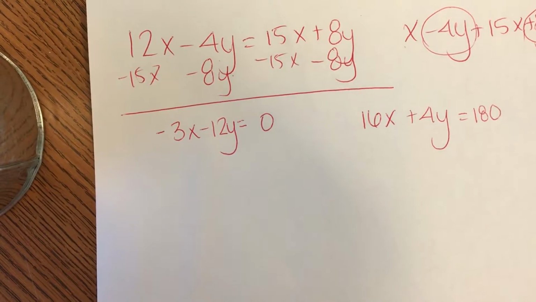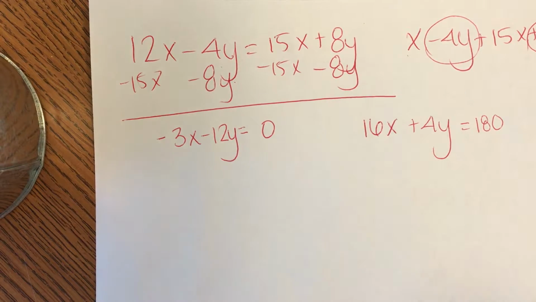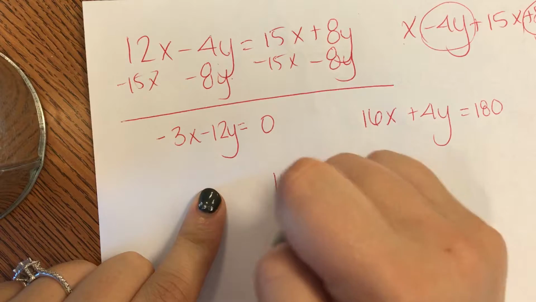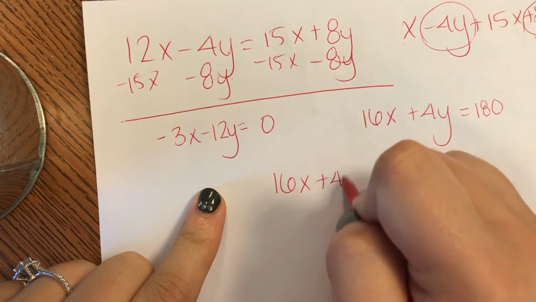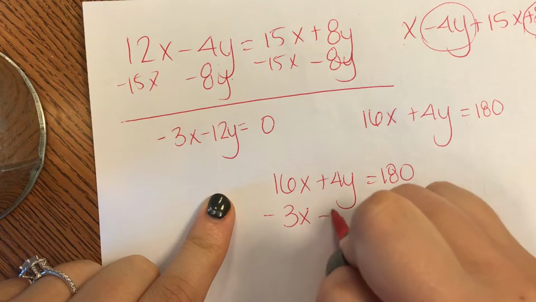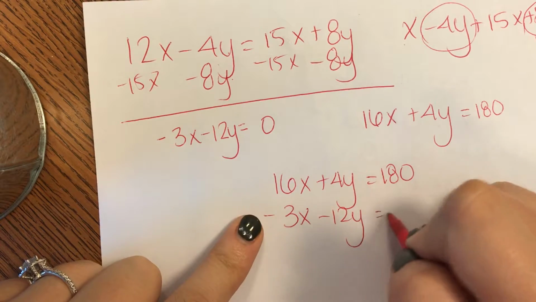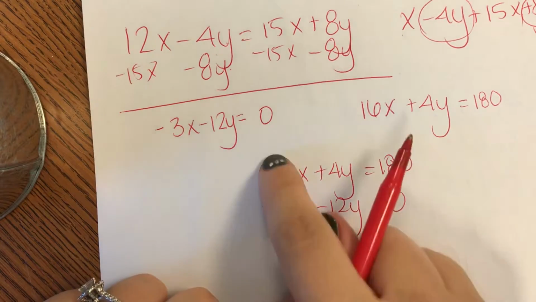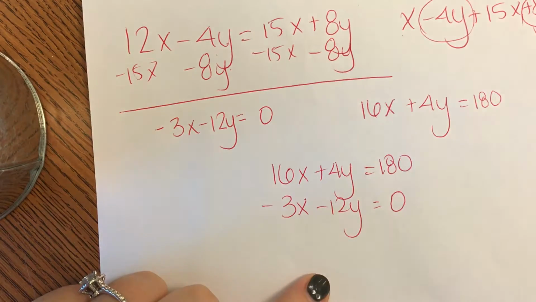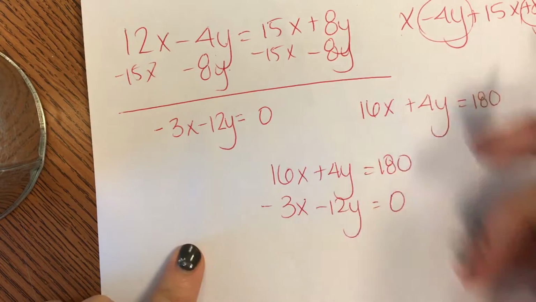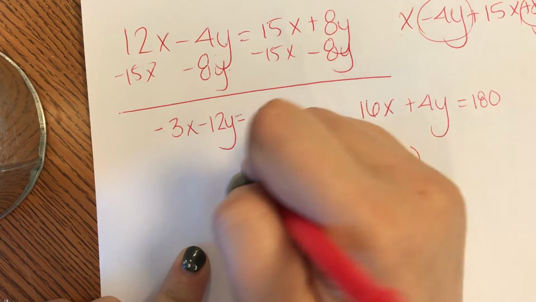I would say probably the easiest way to do that would be to eliminate. So if I line these up one on top of the other, it doesn't matter which one's on top. Okay, I want to eliminate y. I don't know the multiples of 3 and 16, but I do know that 12 is a multiple of 4. So I can multiply this whole entire thing by 3.